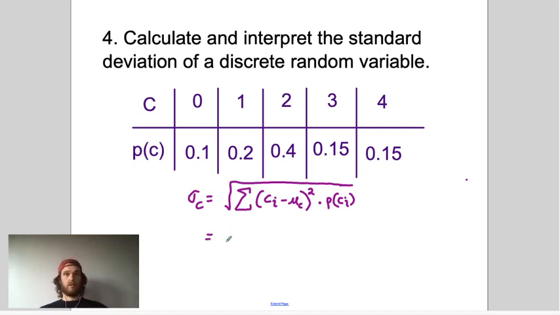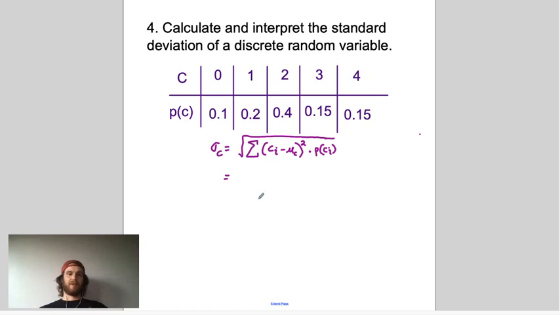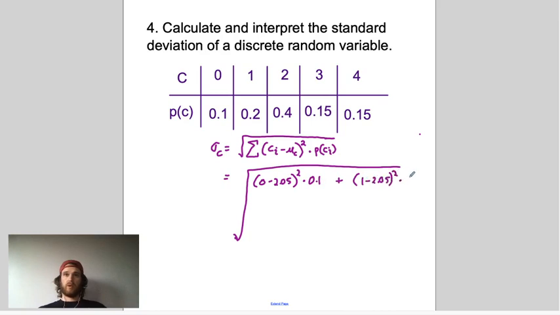So I'm going to write, this is the square root of, and I know this is cheating, but I'm going to make a very, very large square root here. Just remember that there's a giant square root. That is 0 minus 2.05 squared times 0.1 plus, next one, 1 minus 2.05 squared times 0.2. Okay, so we've done the first two. We keep going. 2 minus 2.05 squared times 0.4 plus 3 minus 2.05 squared times 0.15.